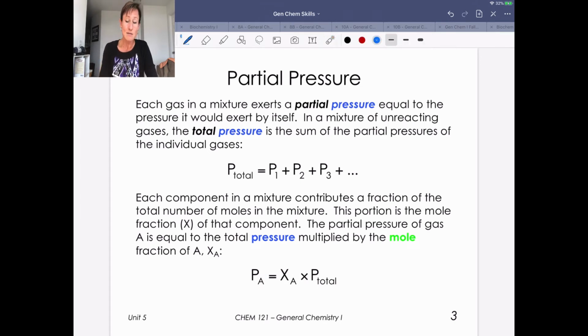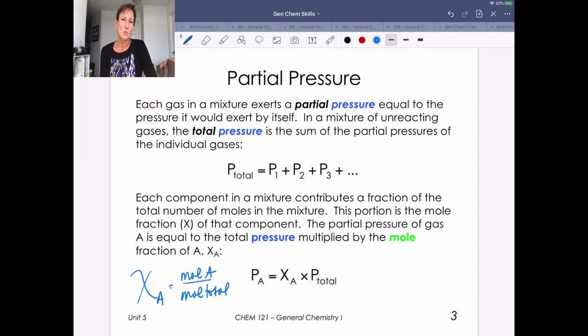We can define, remember, anytime you have a fraction, I want you to think part over whole. So usually we draw this with a scripty X here. The mole fraction of A is going to be the number of moles of A over the moles total. So this is going to be something that runs between 0 and 1, and you can sort of think of it like being a percent.